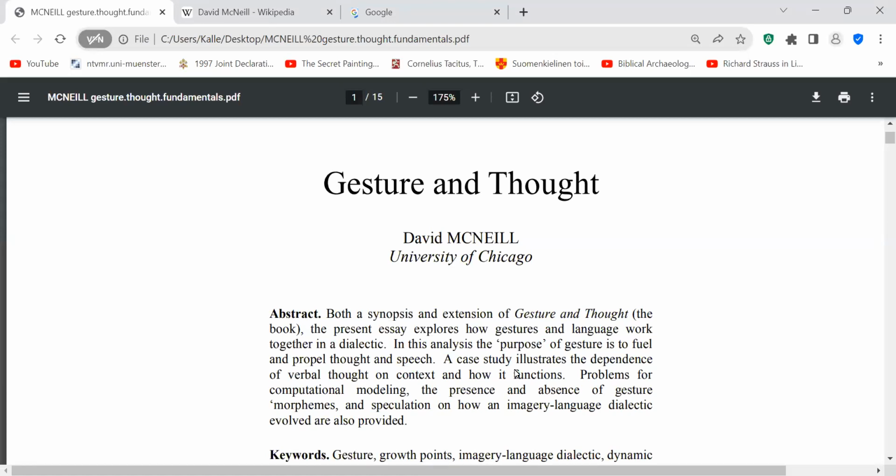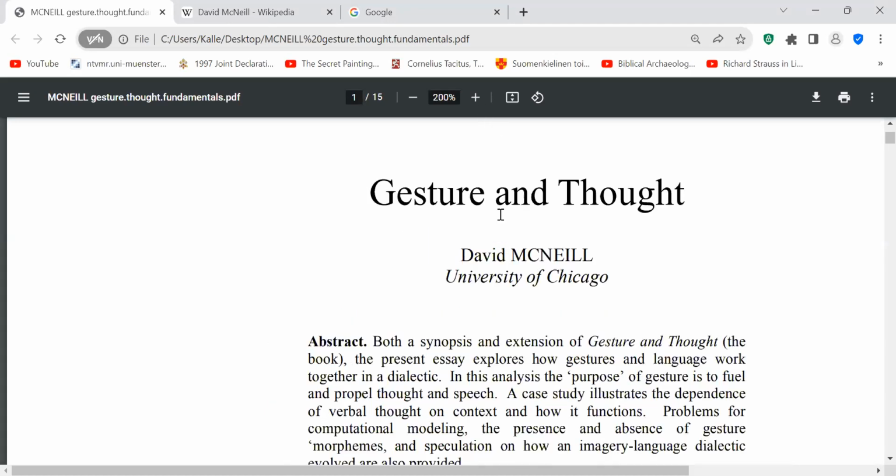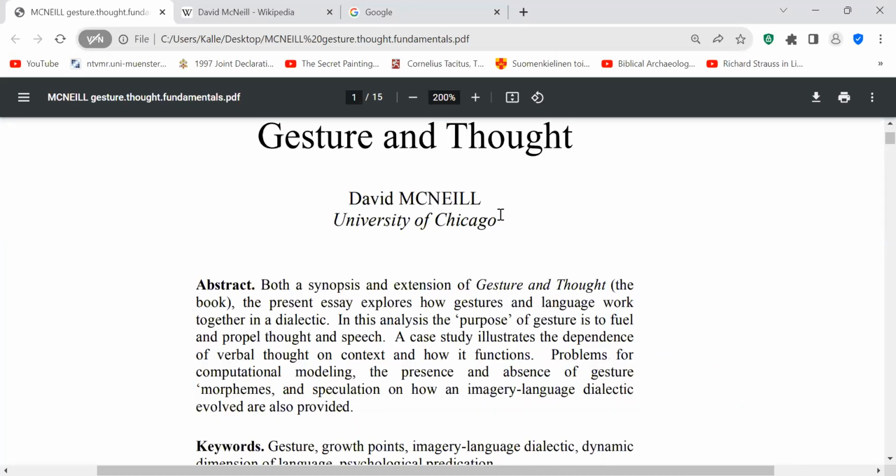Today we will, for a couple of episodes, go through an article and a couple of books written by David McNeill. And here is Gesture and Thought.